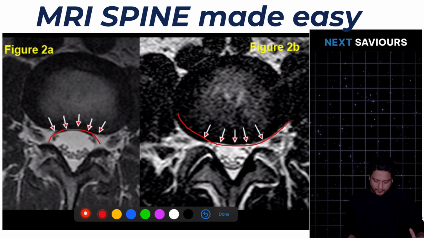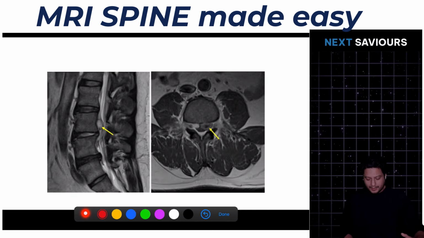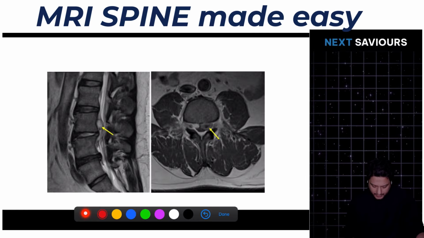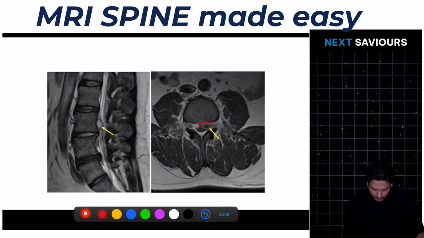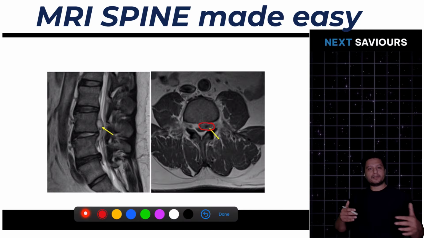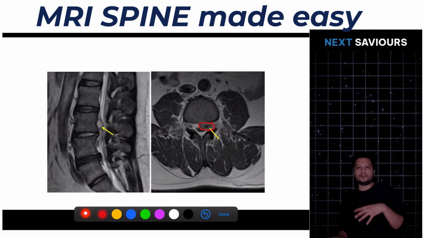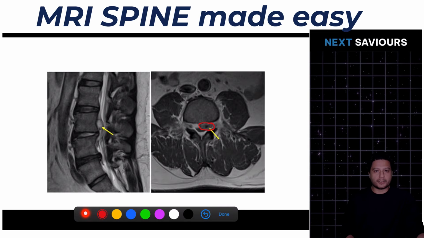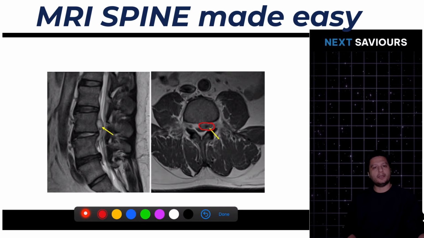And finally, how does sequestration of the disc look on the MRI? In this transverse section, you can very clearly see that this is the part of the disc which has been separated from the parent disc and is lying freely inside the spinal canal. So this is sequestration of the disc. These are the four different morphological herniation types of the disc.